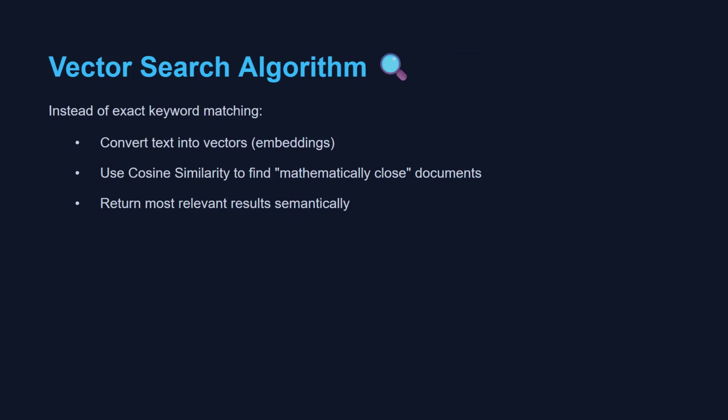In the vector search algorithm, if you try to understand the process, it converts text into long lists of numbers, which we call vectors. It uses cosine similarity, a math formula, to find which documents are mathematically close to the user's question, but that all goes on at the back end.